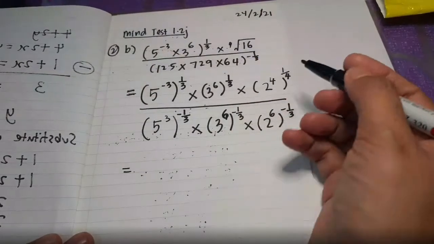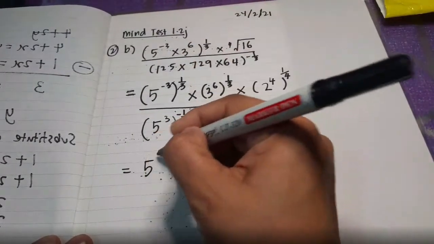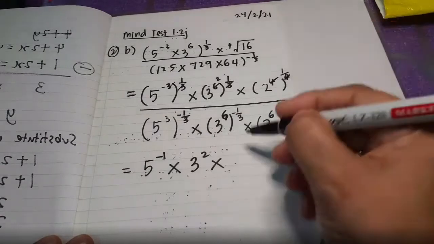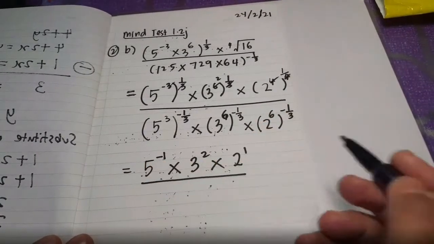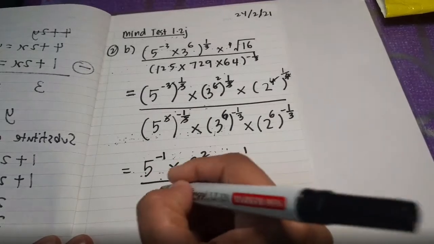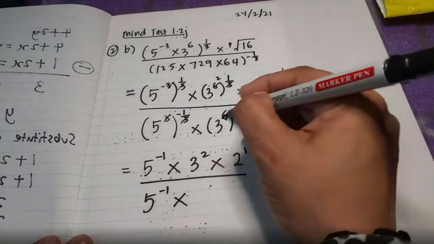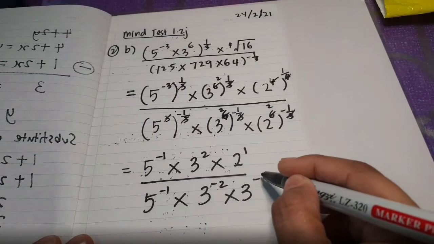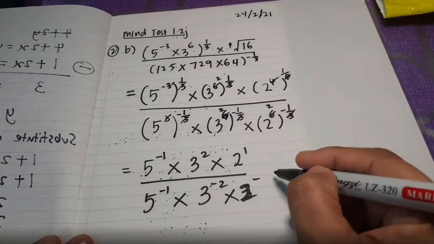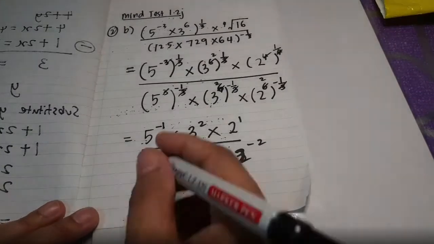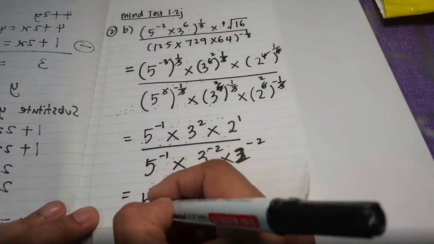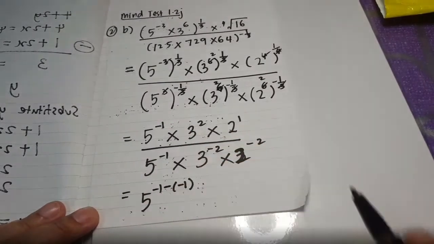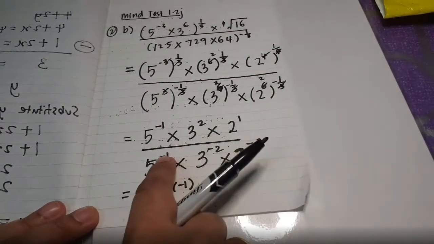So now we simplify. This is 5 power of negative 1. Multiply, this is 3 power of 2. Multiply, this is 2 power of 1. Over. Okay, we multiply 5 power of negative 1. Multiply, this is 3 power of negative 2. Multiply 2 power of negative 2. Okay. Now we can combine because the bases are the same. 5 power of negative 1. When divide, we minus. Minus negative 1, because division, so we minus.